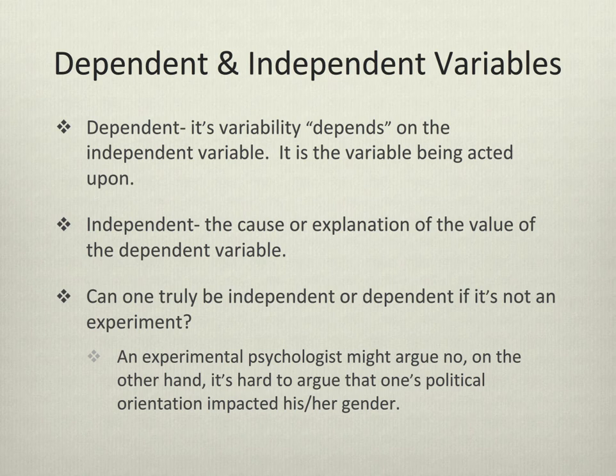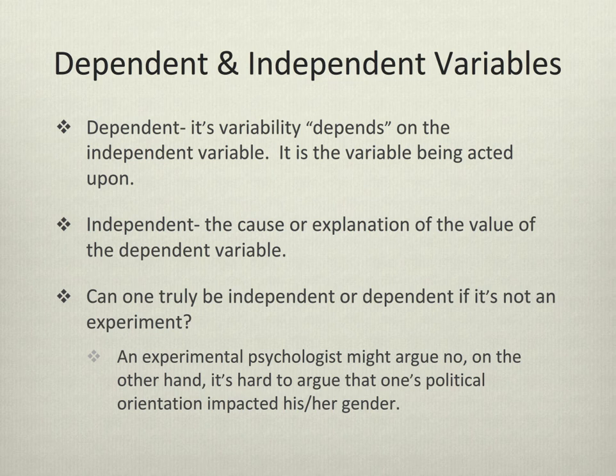Some hypotheses have clear dependent and independent variables. A dependent variable is one in which its variability is impacted by the independent variable. It's the variable being acted upon. The independent variable is your cause or explanation of the change in the value of the dependent variable.